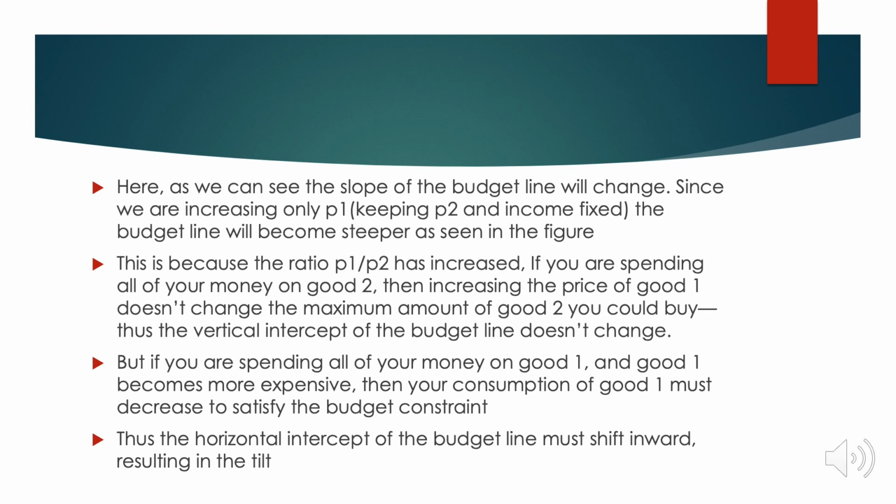At the same time, if only P2 increases with P1 and income remains constant, then the budget line will be flatter. As P2 is higher, the slope of the budget line, minus P1 by P2, decreases. As P2 is the denominator, the slope decreases in absolute value and the budget line will be flatter. This is because the intercept of x1 won't change, but the intercept of x2 tilts inward.